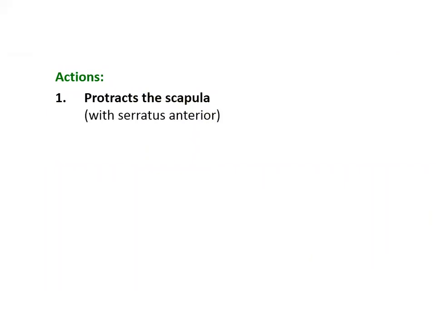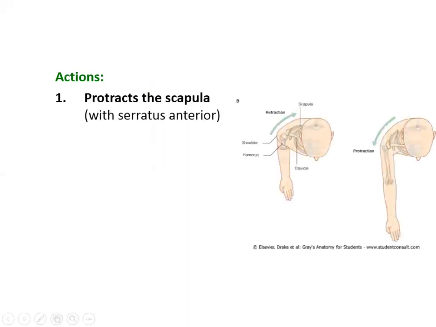Coming to the actions of this pectoralis minor muscle, because it is attached to the scapula, it helps in the protraction of the scapula along with the serratus anterior. Main muscle for the protraction will be the serratus anterior. This also helps. What is protraction? If you move your shoulder backwards, this is called retraction. The opposite movement, if you bring your shoulder forwards, this is called protraction. So whenever the pectoralis minor muscle contracts, it pulls the scapula forwards and helps in the protraction.